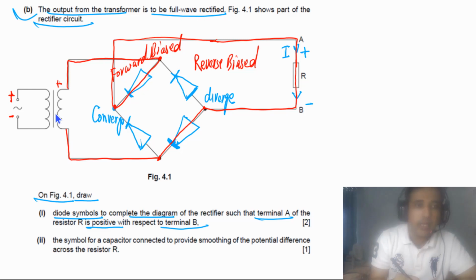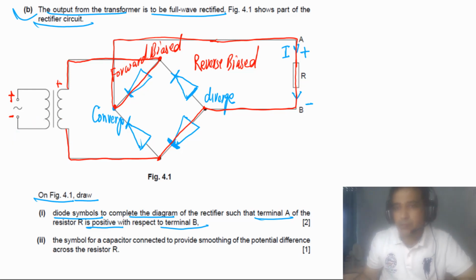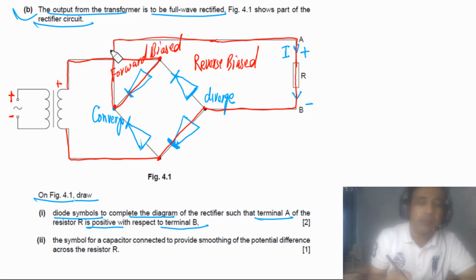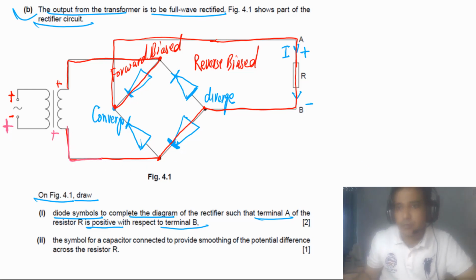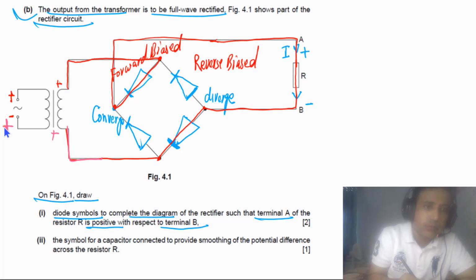After half a cycle, this side will be positive. So let's use a different color and see whether this is right or not. So we can use pink color now. When this side becomes positive, current will flow like this. So let me use a better one, orange, so that it will be easy to see, because pink is not that clear. So we will be using orange here.